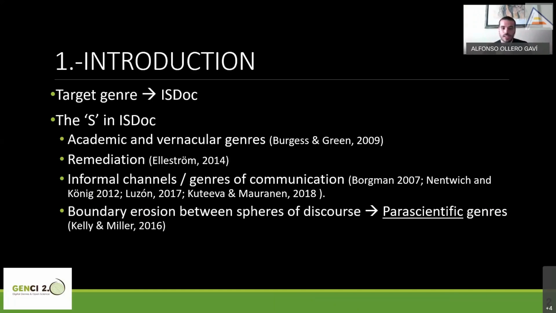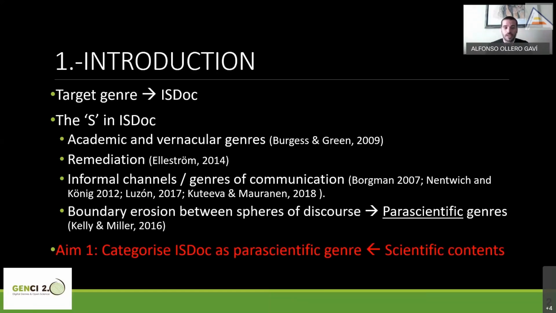So I decided to study the interactive science documentary because they are part of the opposite tendency, that of genres which are not scientific or academic, but rather vernacular, and that have taken place in the web and deal with scientific communication to non-expert audiences. That is, they are committed to the democratization of science. Accordingly, my first aim of the presentation was to categorize the ISDoc as a parascientific genre and to locate the scientific contents within it.